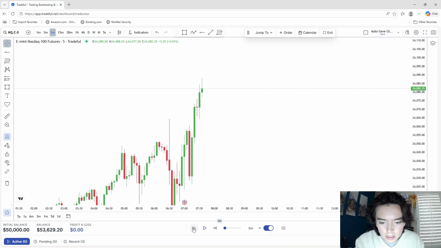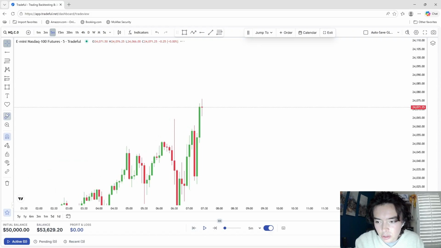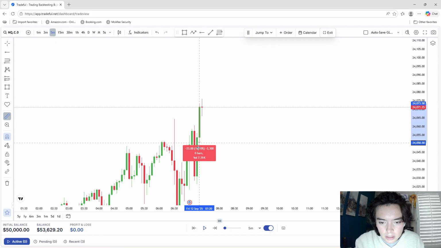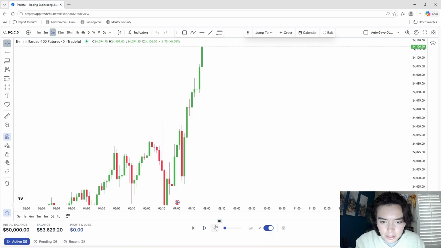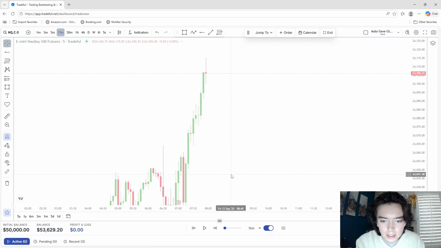Holy, hold on. Please tell me this gap's strong enough, bro. Please. Holy, bro. 23-point gap. Can't take the trade. Fuck. And we ended up going a lot higher, too. It's fine.